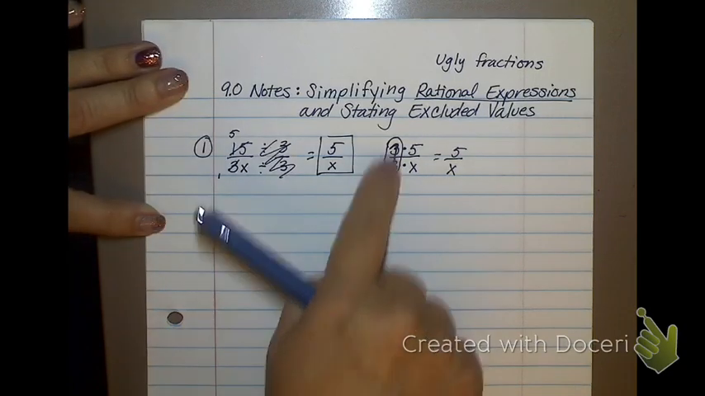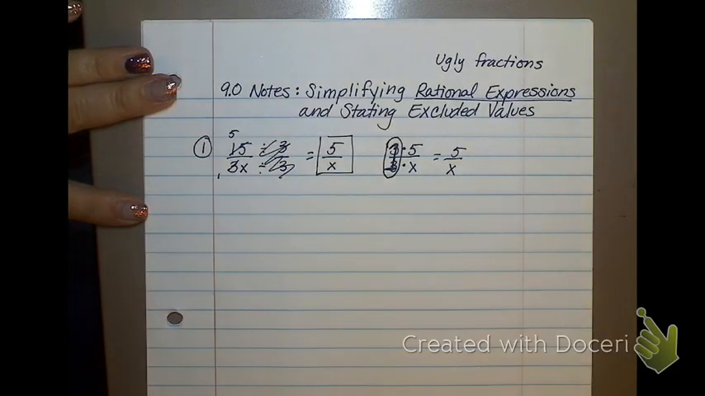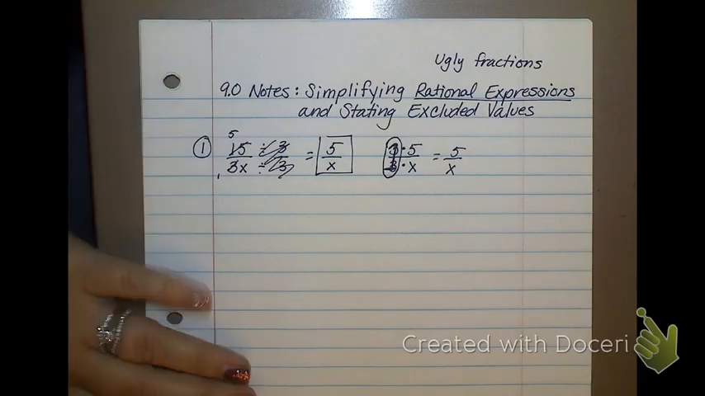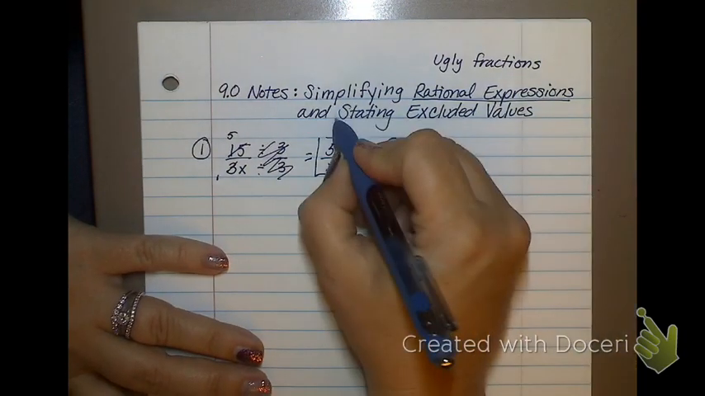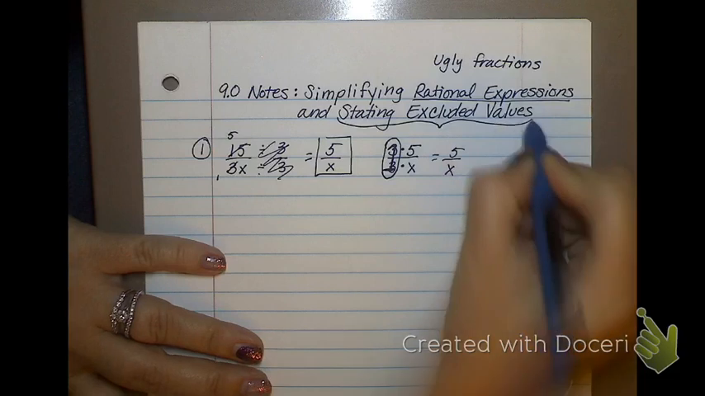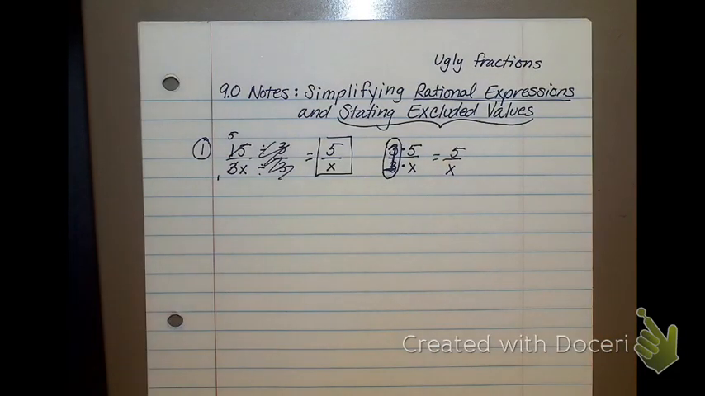It's finding values that equal 1, something that matches top to bottom, so that you can get it out of there to quit messing up everything else. All right? So that's how we would simplify that. There's also this thing called stating excluded values. And this is where I need to do a little bit of a reminder about fractions.